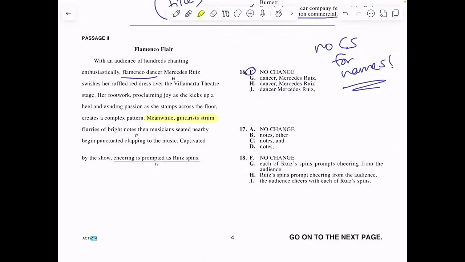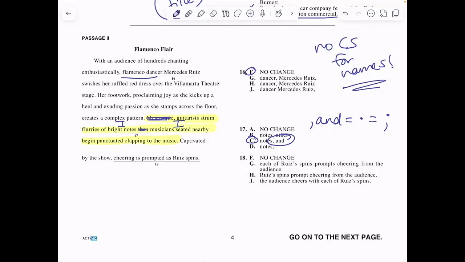17. Meanwhile, guitarists strum flurries of bright notes. Then musicians seated nearby begin punctuated clapping to the music. I'm going to ignore meanwhile. Guitarists strum flurries of bright notes. Let's go see. Because we have 2 independent clauses. Guitarists strum flurries of bright notes, independent. Musicians seated nearby begin punctuated clapping, independent. We are using a comma and, which remember is the same as a period, which is the same as a semicolon. Good. 18. Captivated by the show, cheering is prompted as Ruiz spins.